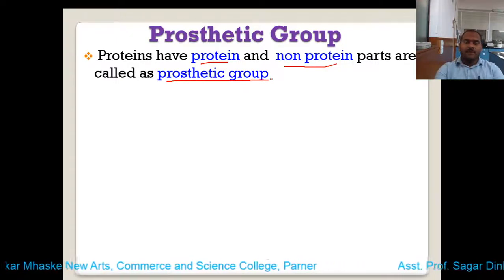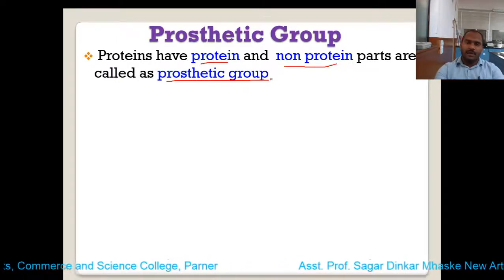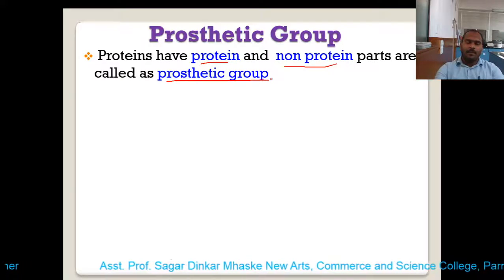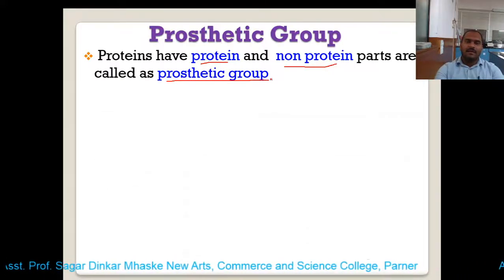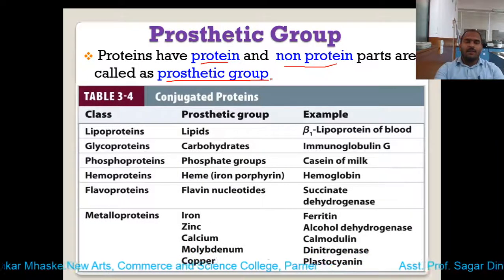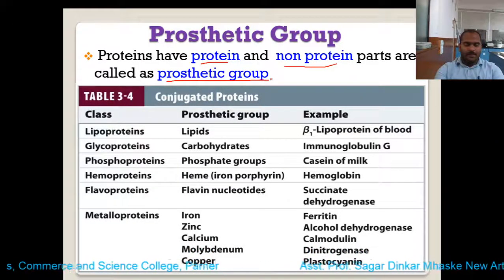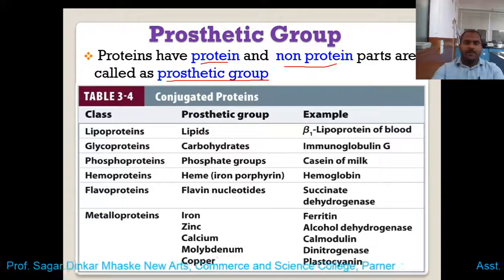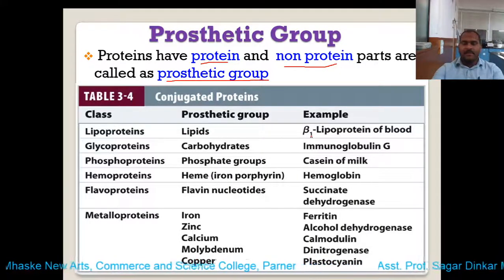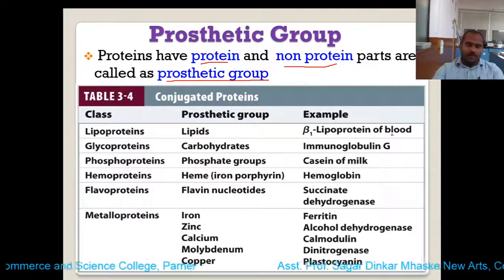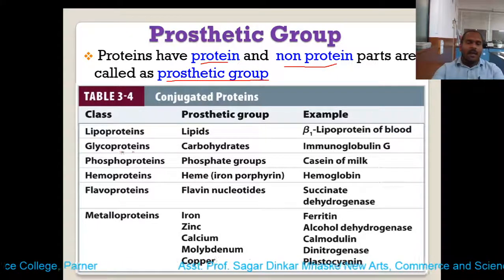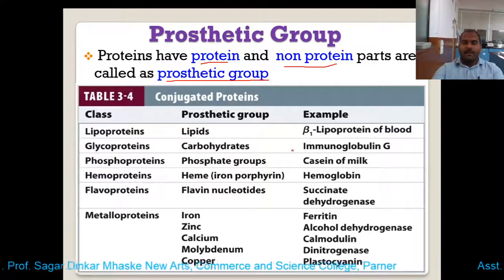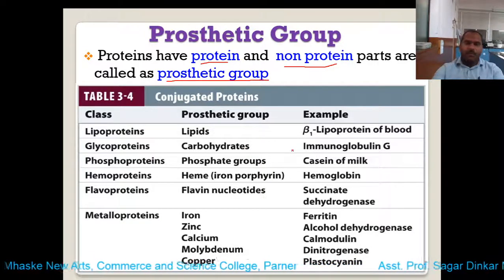Now what will we consider? We will consider a number of examples for the prosthetic group and what is the non-protein group present in the particular type of conjugated proteins. So let's consider a table which shows the different prosthetic groups present with the examples. So there are a number of classes for this, that is lipoprotein. Prosthetic group is the lipids, and example is beta-1 lipoprotein of the blood. Then next is glycoprotein, where the prosthetic group is a carbohydrate. Example is immunoglobulin G.